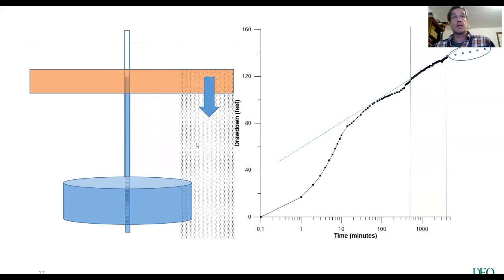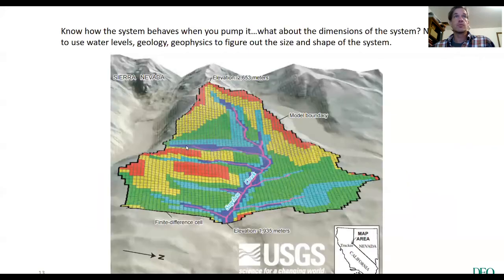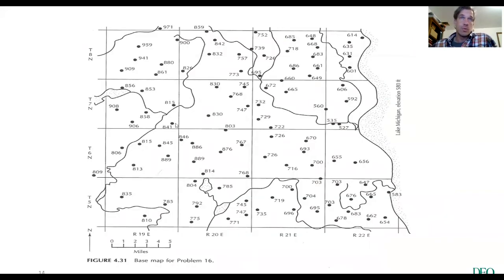It actually slows down. That's another important thing to know, because right now, when you do a pump test, you know how the system behaves when it's stressed, but you still don't know anything about the dimensions of the system. And so to do that, if you really want to define the dimensions of the aquifer, you have to use water levels, geology, and geophysics to figure out the size and shape. And so we'll start with water levels.